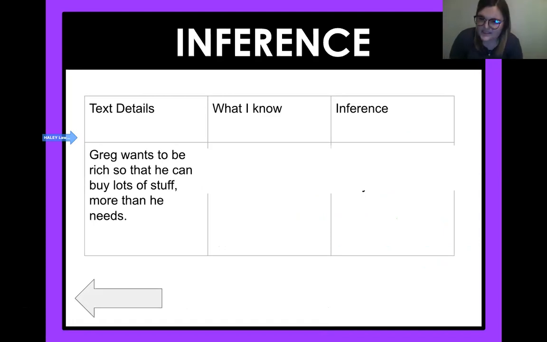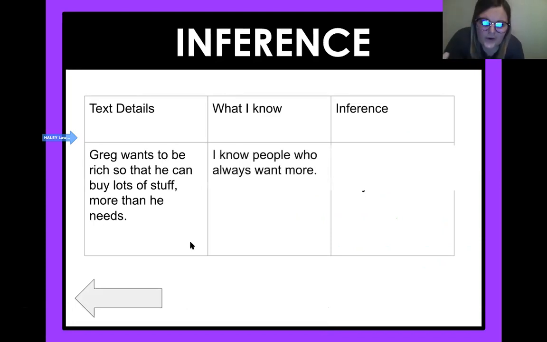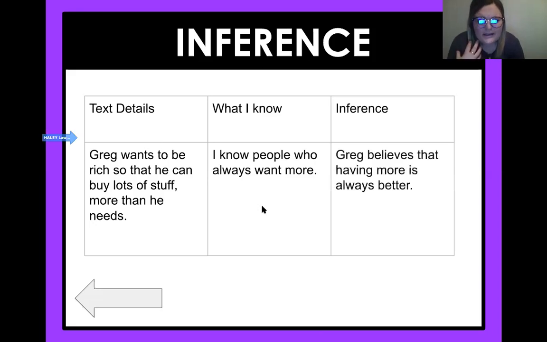So let's dig in and think about our schema. What do we already know? Well, I know some people who are kind of like that. They always want more. They're never satisfied with what they have. They're like, I want more, I want more, I want more. And Greg kind of seems like that. So the inference that I would make is that Greg believes that having more is always better. He's not satisfied with what he has. He always wants more, more, more. So that's an inference I just made based on the text and my schema.